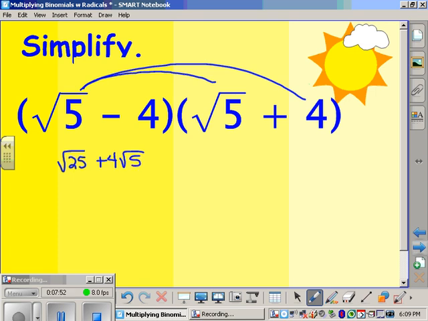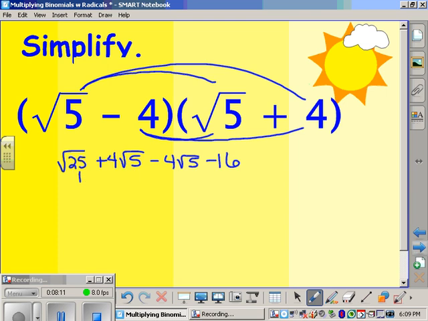Then, starting from the inside of the first parentheses, we will take the negative 4 and multiply it by the radical 5, giving us negative 4 radical 5. And then multiply the negative 4 times positive 4, giving us negative 16.